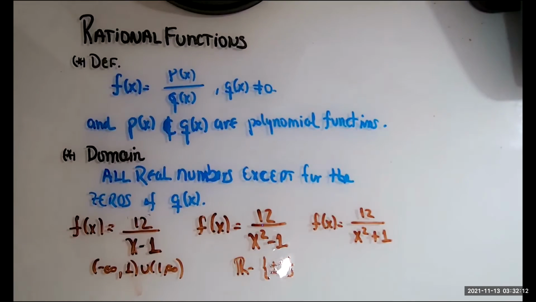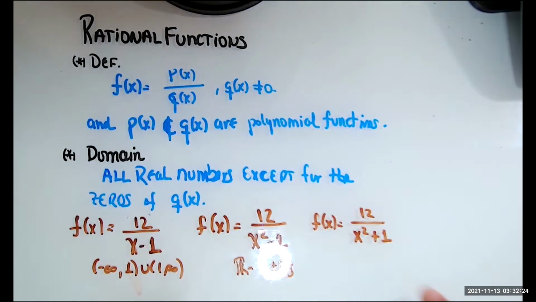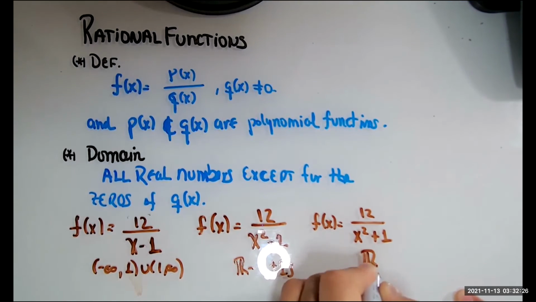On the last example, f of x equals 12 over x squared plus 1. Notice that x squared plus 1 is prime. You cannot make it 0. So in this case, the domain will be, of course, all real numbers. There is no exception. Just a quick overview of domains. Let's now discuss asymptotes.